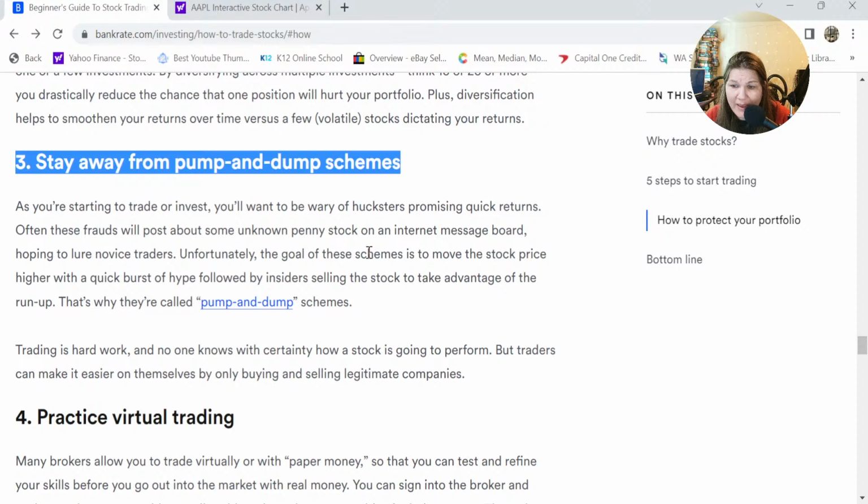Unfortunately, the goal of these schemes is to move the stock price higher with a quick burst of hype, followed by insiders selling the stock to take advantage of the run-up. That's why it's called a pump and dump. So, if you get on the internet and they say, oh, this stock, it's so good, it's so good, and then you put $5,000 into that stock, guess what they're going to do? They're going to turn around and sell their shares and drop that stock, and you just lost money. Do not invest all of your money in a pump and dump scheme.